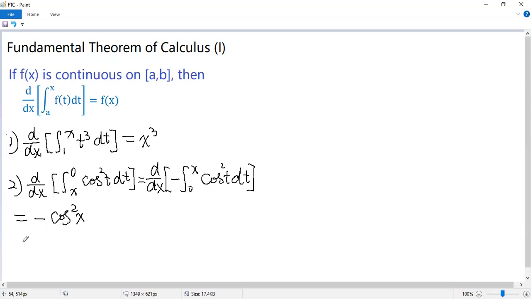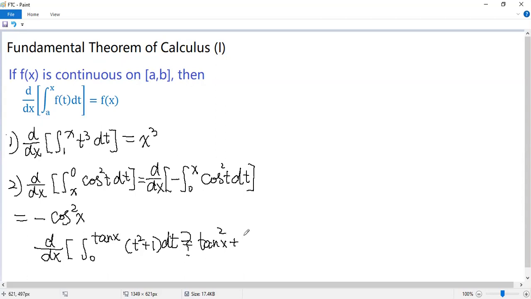Now let's see how to find the derivative of this one. d/dx of the integral from 0 to 10x, the integrand is t squared plus 1 dt. Can we simply replace t by 10x? So we get 10x squared plus 1. The answer is no. In order to find the correct answer, we need a new formula.